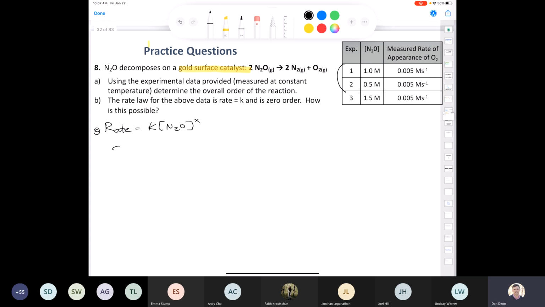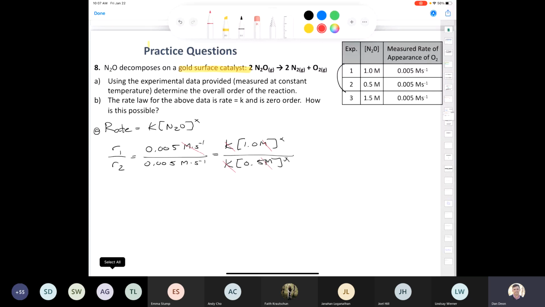Let's compare those. If we take R1 over R2, we see that 0.005 moles per liter per second over 0.05 moles per liter per second is equal to k times, in the first experiment, my concentration of N2O was 1.0 molar to the x, over k times 0.5 molar to the power of x. Look at everything that cancels here: we have k, we have molarity, we have moles per liter per second. But then we get what? When we simplify this, we end up with 1 being equal to 0.5 to the power of x.